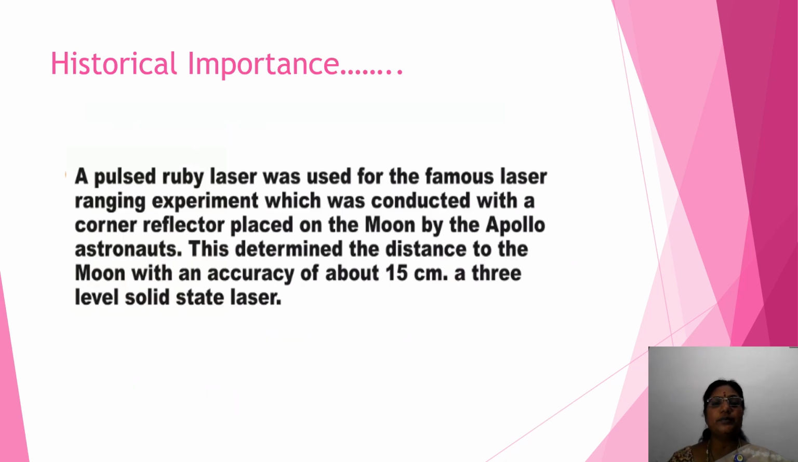The historical importance of ruby laser is that the ruby laser was used for the famous laser ranging experiment which was conducted with a corner reflector placed on the moon by the Apollo astronauts. This determined the distance to the moon with an accuracy of about 15 centimeters. So this is the importance of the ruby laser.